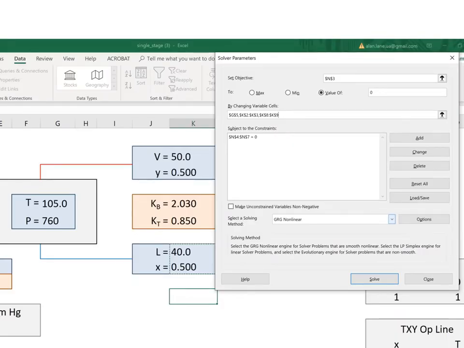Then we specify the variables that can be changed so that these objective functions can reach 0. And those changes will occur for the temperature, the vapor flow rate, its composition, liquid flow rate, and its composition. So we have 5 equations, 5 unknowns. Now all we need to do is press solve, and a routine is used by Solver to efficiently come up with an answer.